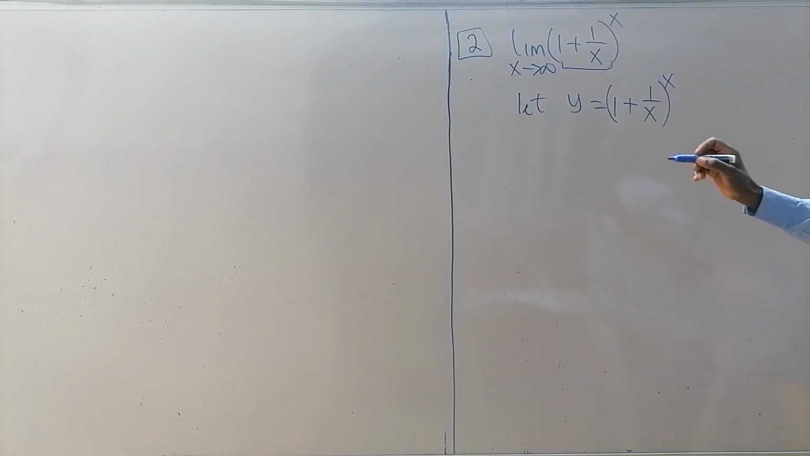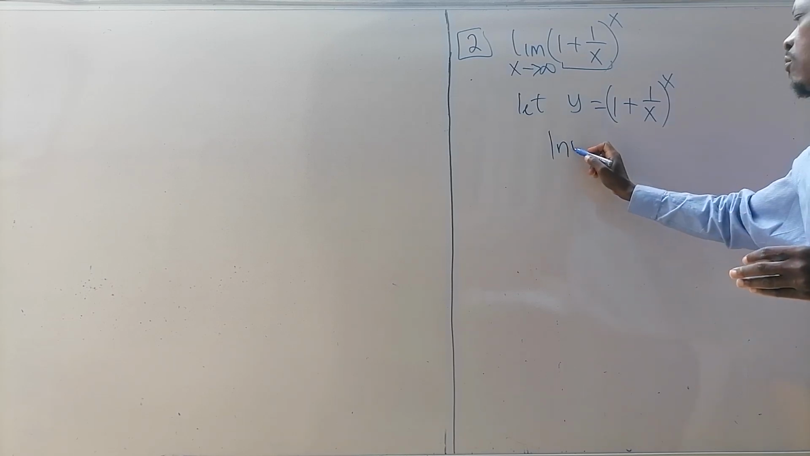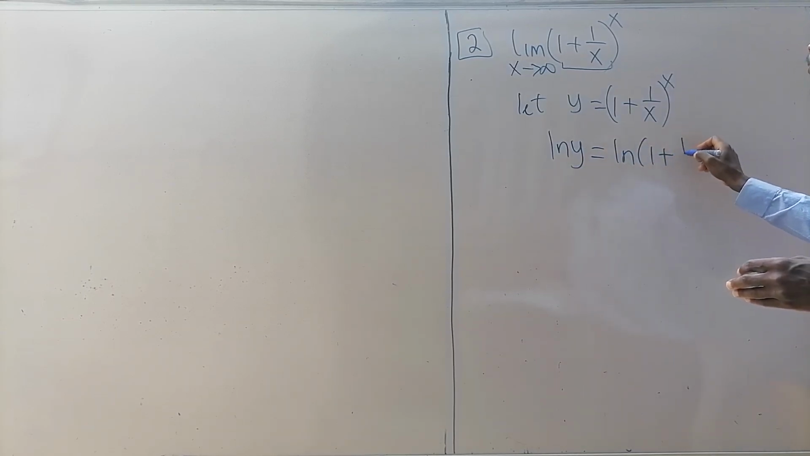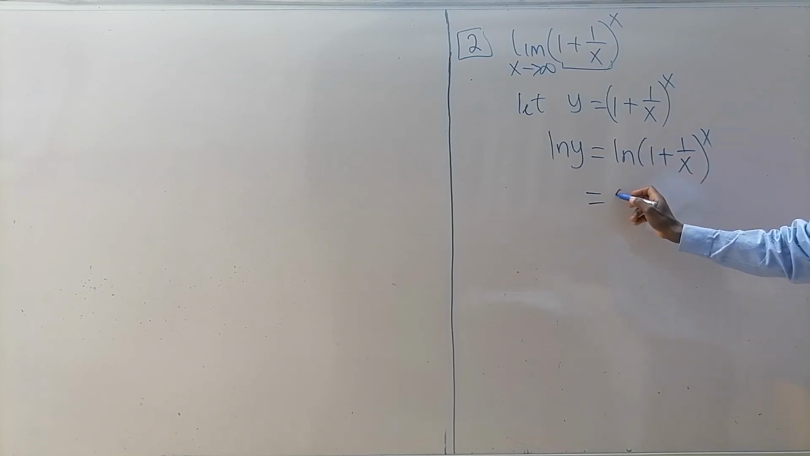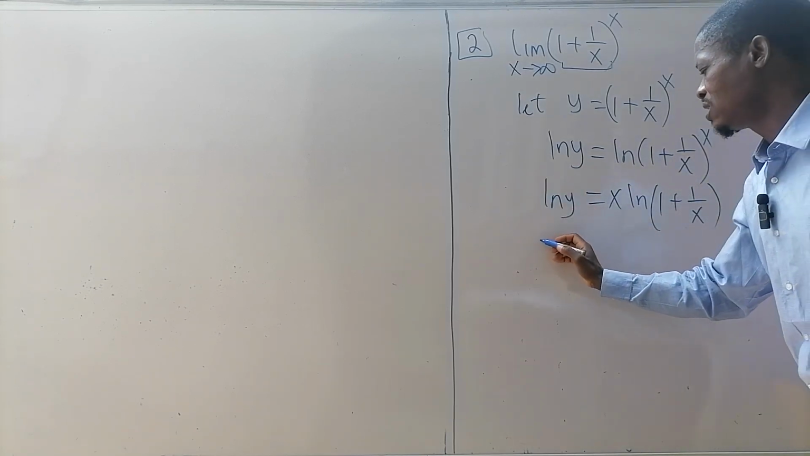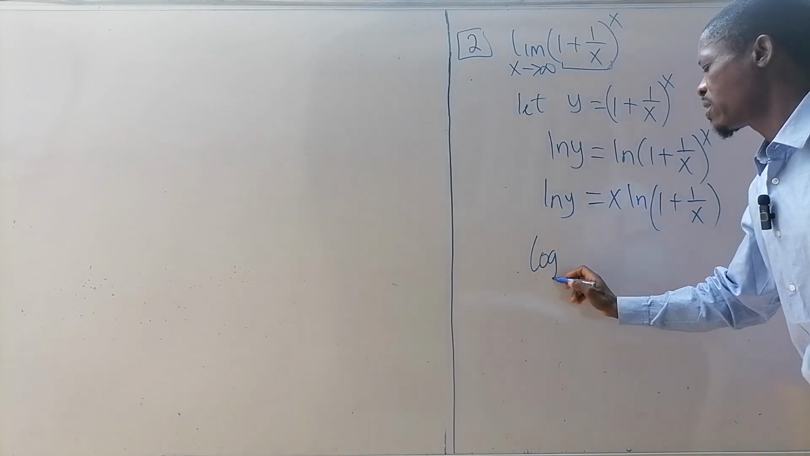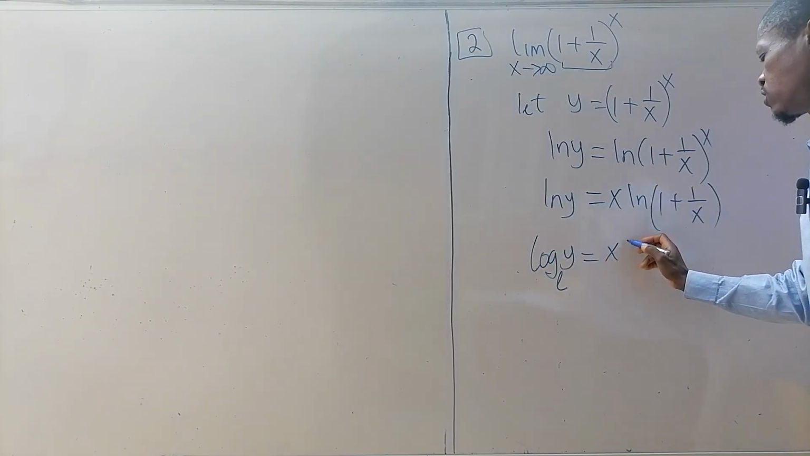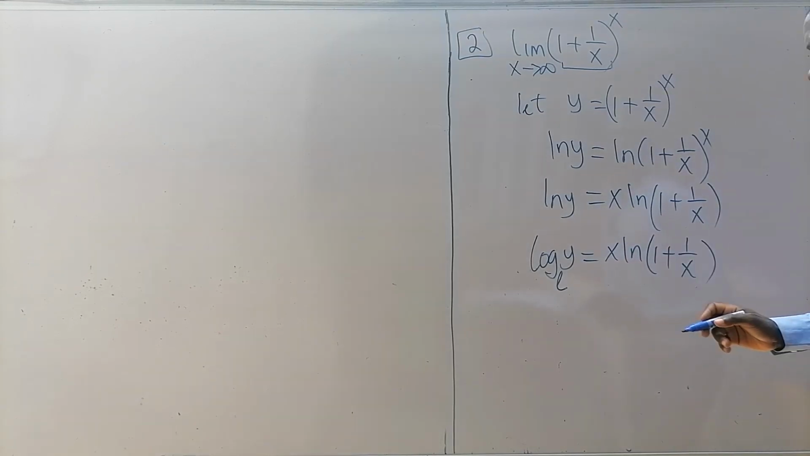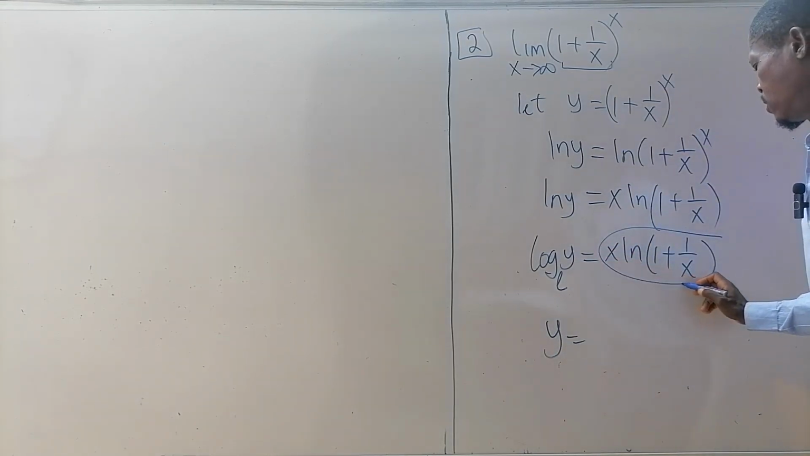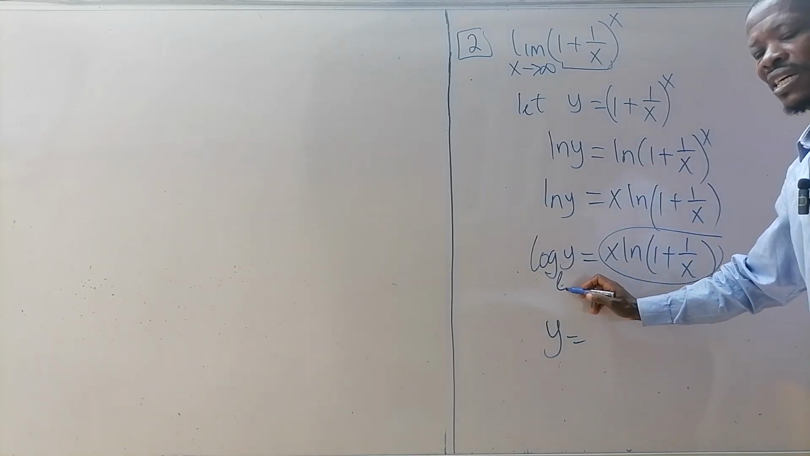Then the next thing to do now is to take the natural logarithm of both sides. Take the natural logarithm of both sides, okay? And this will give you this. And the next thing to do now is to write the limit, which is the same thing as logarithm to base e of that function, equal to this. Then my y is going to be equal to e, and everything you have there is going to be in this exponential.